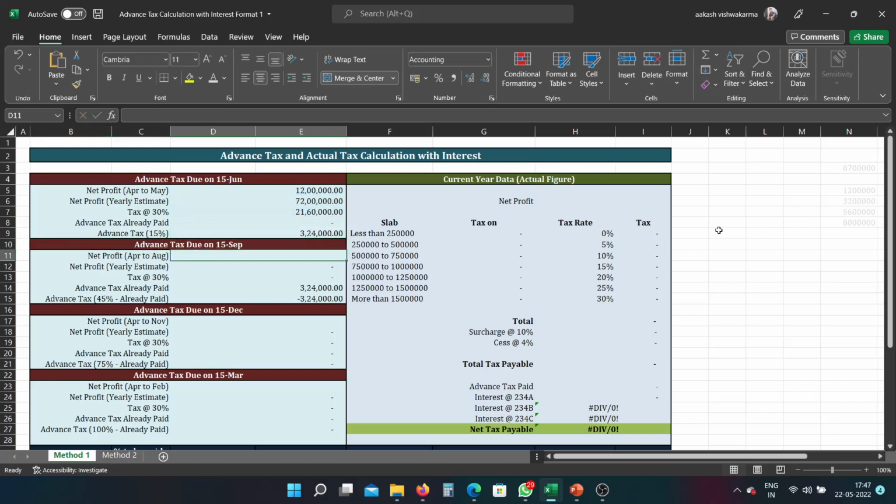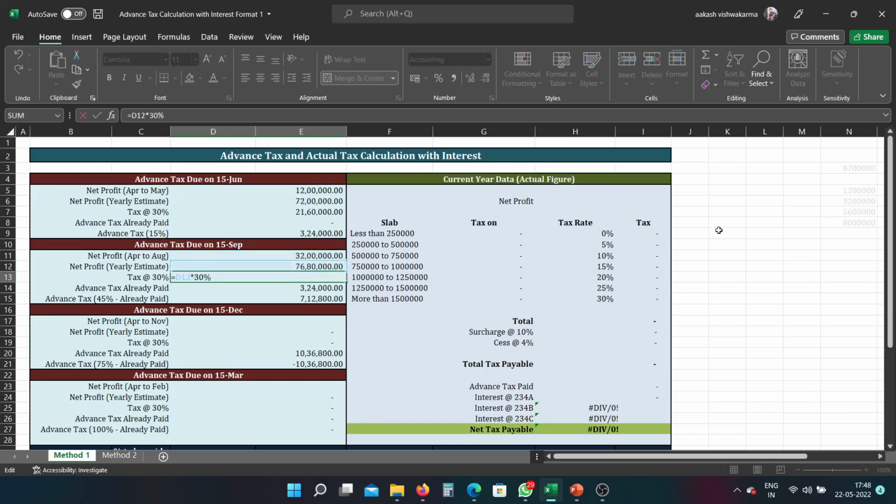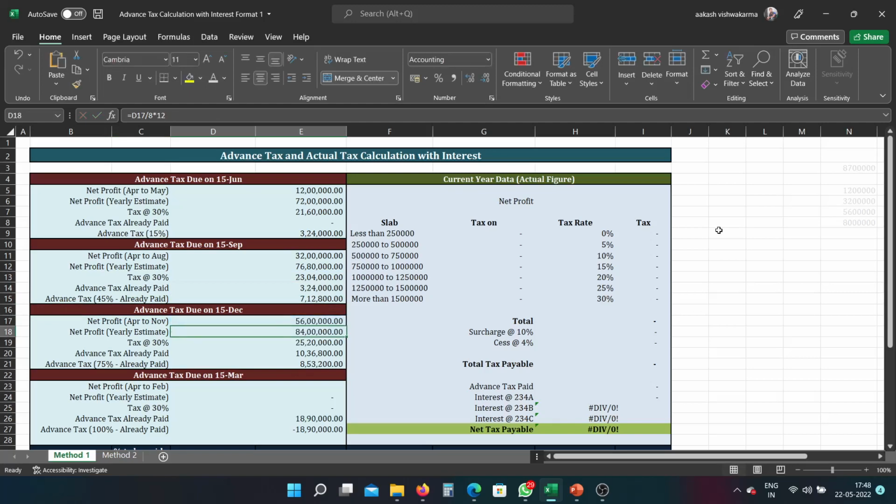Now we have to pay 15% of this estimated tax as advance tax. Similarly, when we have to pay the second installment of advance tax on September 15th, up until now we will have 5 months profits, so we divide it by 5 and multiply it by 12 and again we will have estimated annual profit. Then we calculate 30% tax on this and now we have to pay 45% of this tax amount minus the tax we have already paid in the first installment as advance tax. We will repeat this process for the third and fourth installment of advance tax calculation.